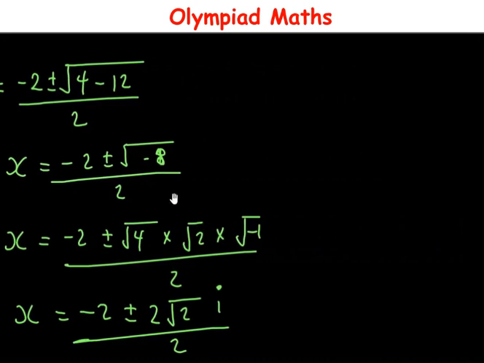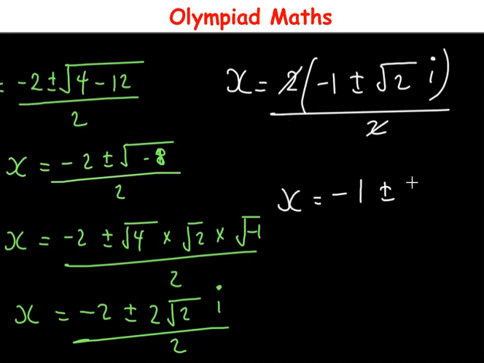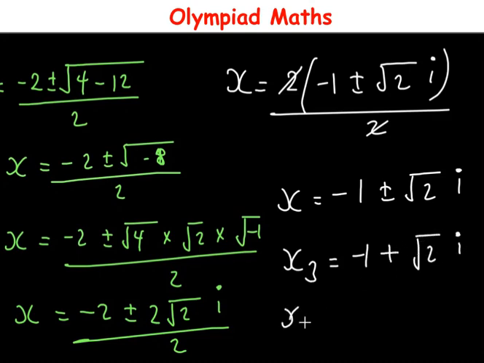And from here, we can factorize out 2 such that x is then equal to 2 into bracket, here becomes minus 1 plus or minus root 2i, all over 2. So 2 cancels 2, the value of x equals minus 1 plus or minus root 2i, such that x3 is equal to minus 1 plus root 2i, while x4 is equal to minus 1 minus root 2i. Okay, so these are the third and the fourth solution for the value of x.